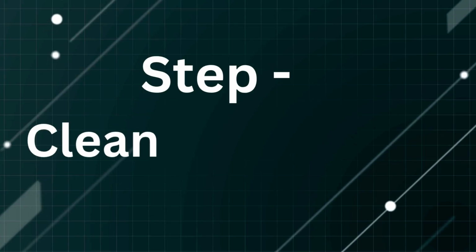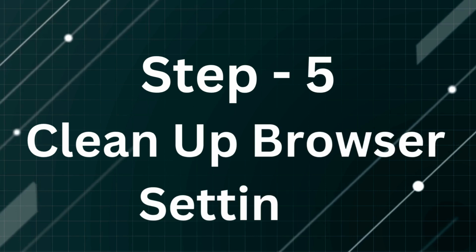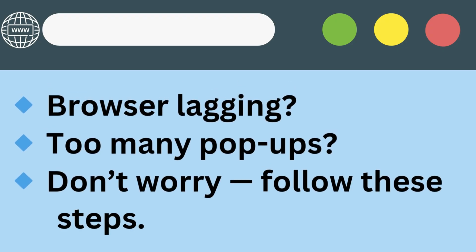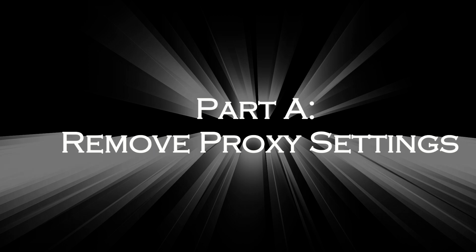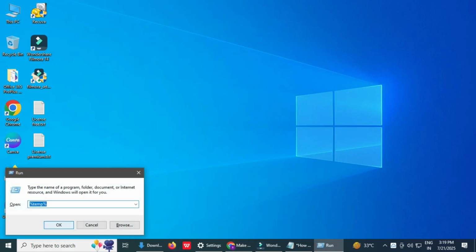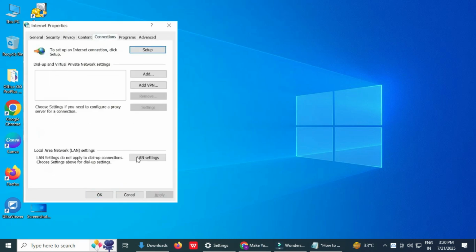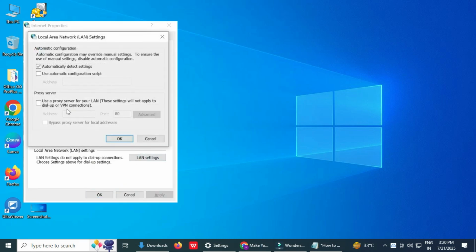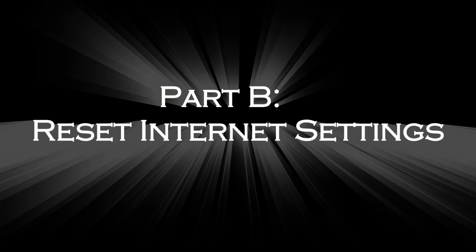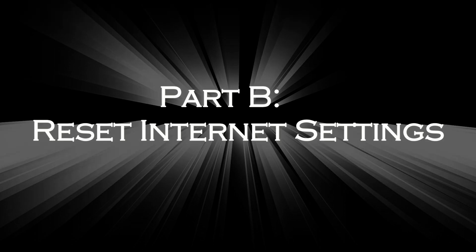Step 5. Clean up browser settings. If your browser is lagging or shows pop-ups, follow these steps. Part A. Remove proxy settings. Press Windows plus R, type inetcpl.cpl, and press Enter. Go to the Connections tab, then click LAN Settings. Uncheck Use a proxy server for your LAN. Make sure Automatically Detect Settings is checked. Click OK.